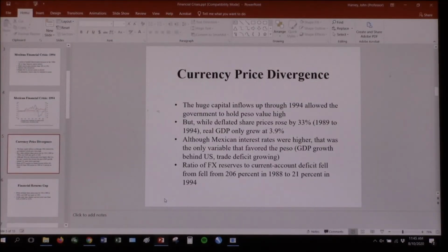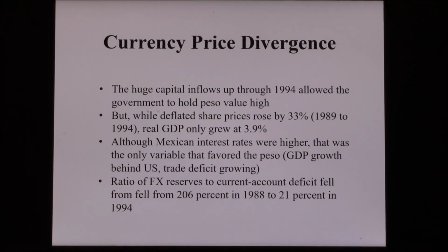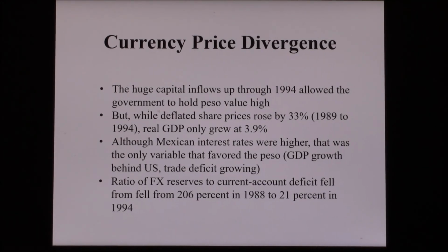Here, Shift F5. Okay. As you saw, huge capital inflows up through 94, and this allowed the government to hold the peso value high. Remember, I was showing you that when I was going over the financial crisis stuff right before exam 2, that it was easy to hold the value high when you've got all these other people buying it anyway, so you don't have to buy it. But the rate at which share prices were rising in Mexico, inflation adjusted from 89 to 94, was 33%, and I assume I did that at an annual rate. I can't remember anymore. Whereas real GDP was only growing by 3.9.